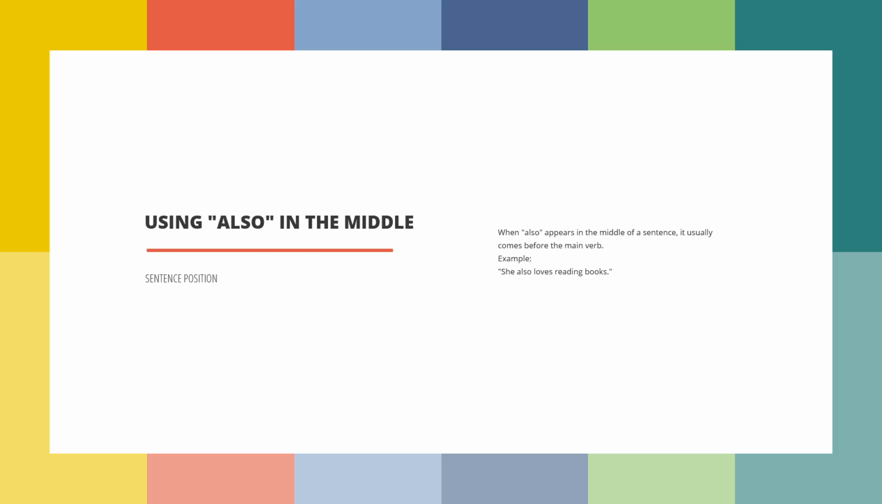You can also put also in the middle of a sentence. For example, she also loves reading books. Here, also comes after the subject and before the verb. This is very common in English.